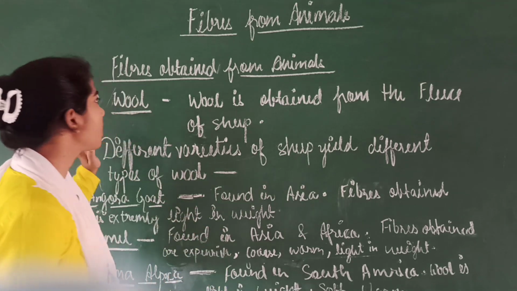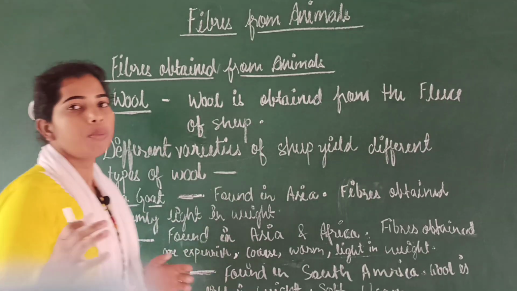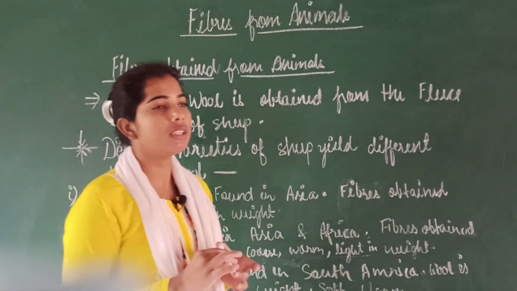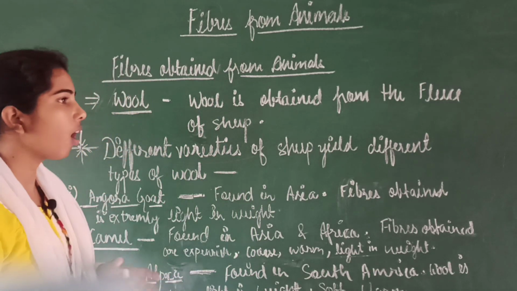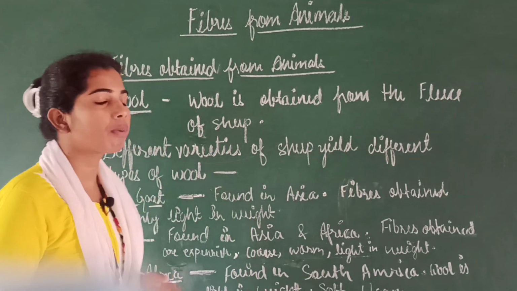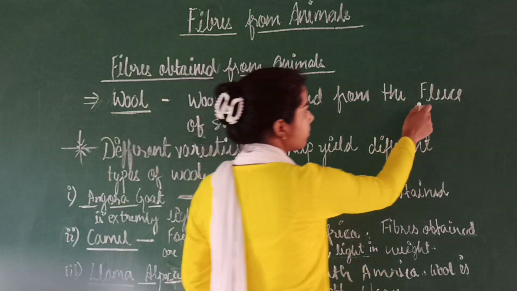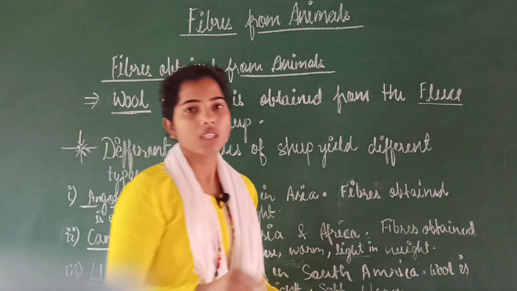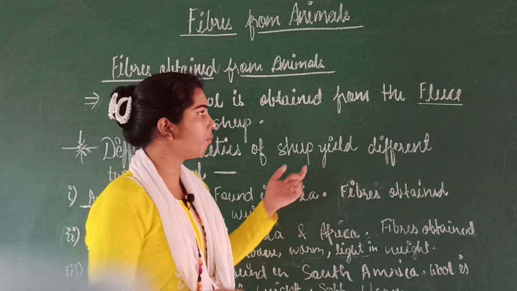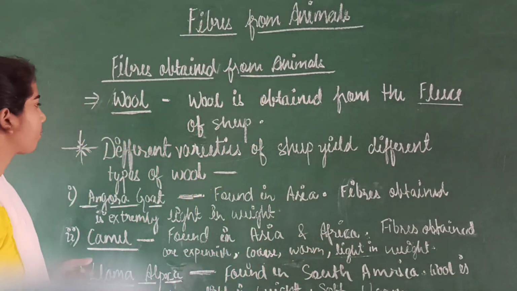Our next topic is fibers obtained from the animals. The two main fibers obtained from the animals are wool and silk. Now we discuss only wool. Wool is obtained from the fleece of the sheep's body. What is fleece? Fleece is the sheep's hair. We obtain fleece from the body of sheep.